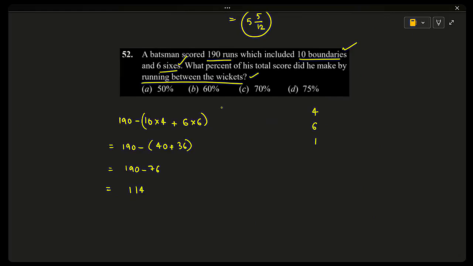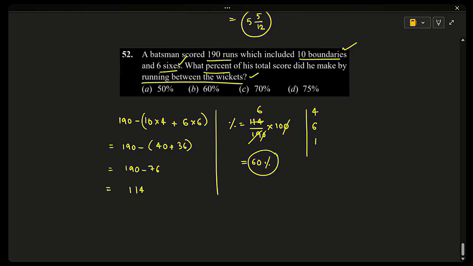Okay. Now they're asking percentage. What percent? The percentage formula is part by total into 100. So that is 114, we are comparing to the total runs 190, into 100. This will give you the answer. 0, 0, you can cancel. 19 6s are 114, and 6 into 10 is 60. So 60% of the runs came by running between the wickets. That is option B.